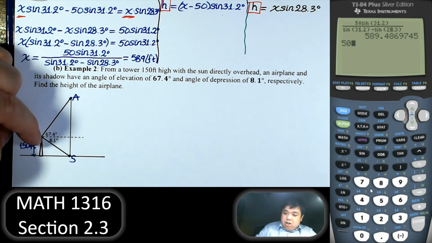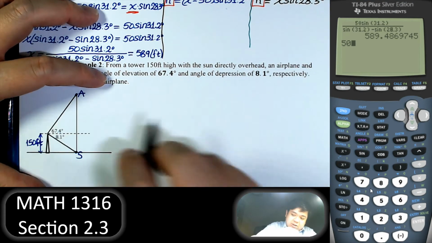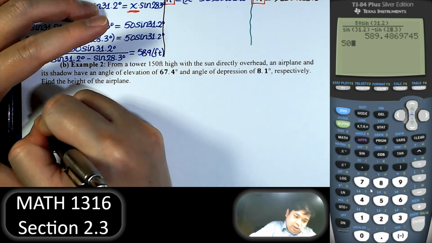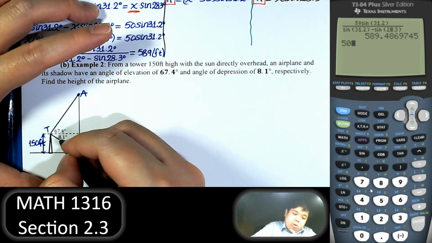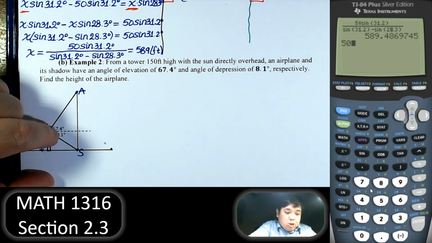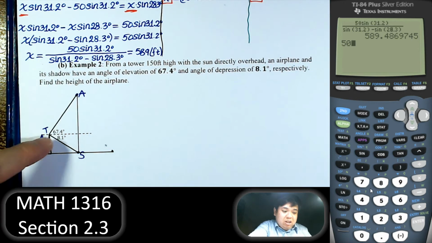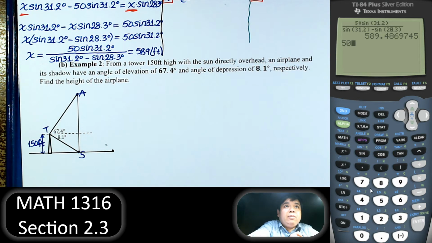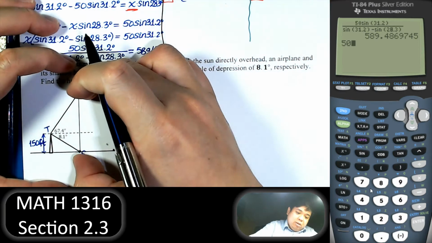And this is the top of the tower. So we say tower. And we have 67.4 and 8.1. By the way, these two add up do not equal 90 degrees. So this is not a 90 degrees angle. Right. The question is, how high is the airplane, the height of the airplane. So we're asking to find the big distance.